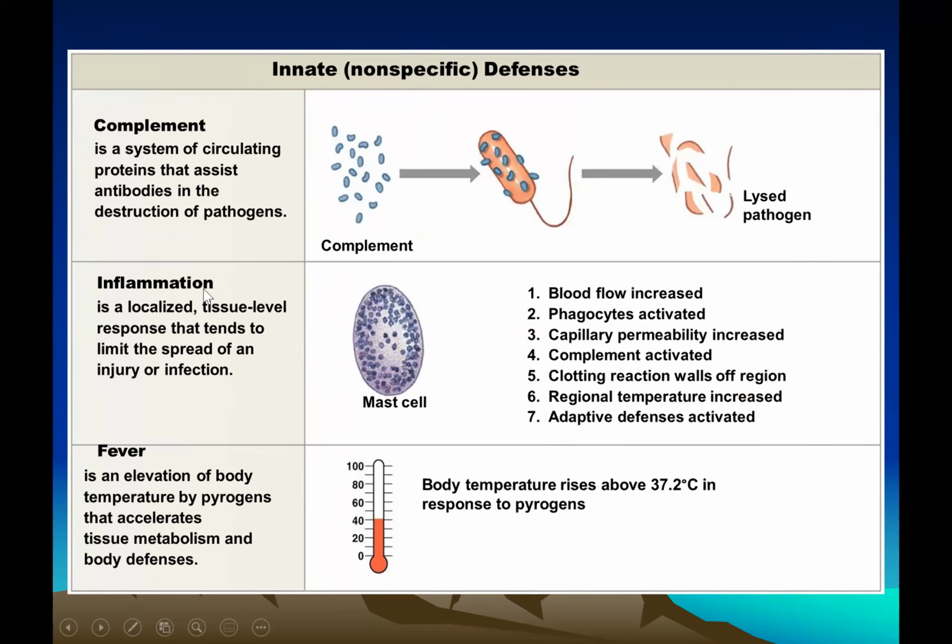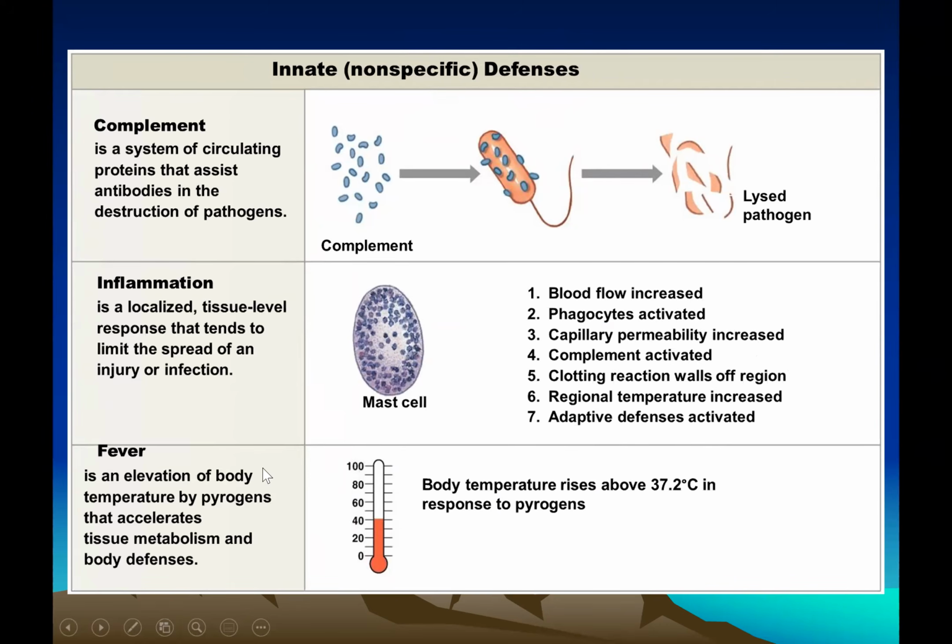We saw inflammation. So when you get a bruise on your knee and so forth, we studied how the mast cells are going to initiate the inflammation response. So there's increased blood flow, there's phagocytosis, increased permeability. That's why there's something leaking out of the bruise, like a plasma-like liquid. Clotting factors make sure that you don't lose blood. So that is the inflammation reaction.